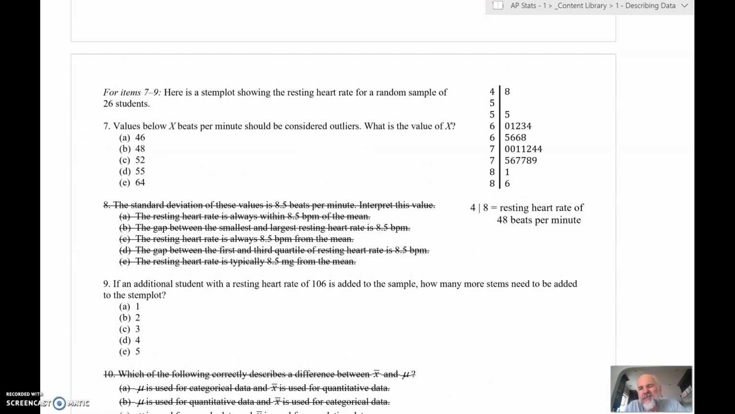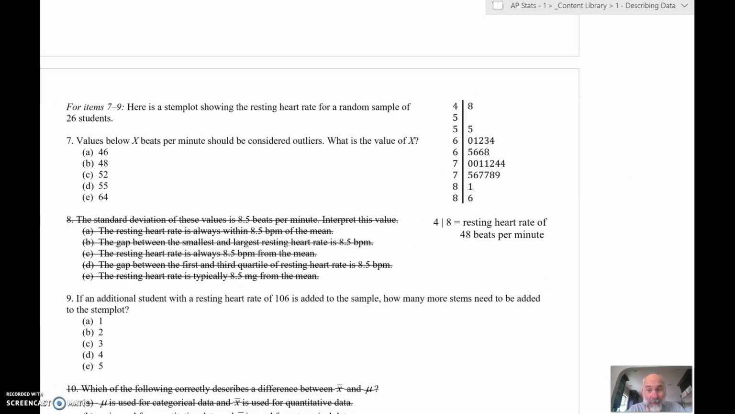Next one, stem plot. This is just, can you read a stem plot? Values below x beats per minute should be considered outliers. What is the value of x? So we've got to decide what the outlier is. Okay, this takes a little bit of work now.